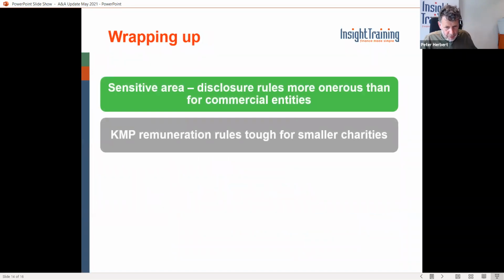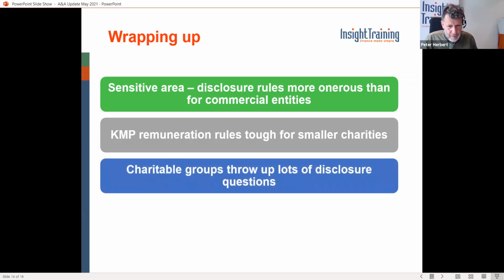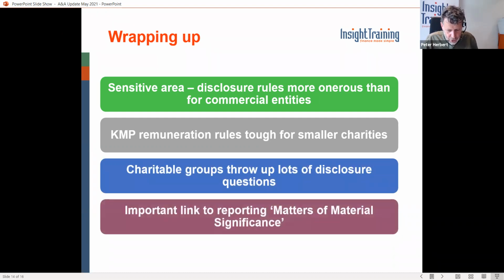The key management personnel remuneration rules are tough for smaller charities where there might only be one member of key management, as we've mentioned. Charitable groups do throw up loads of disclosure questions. We've seen one or two in the course of today's short session. And right at the end there, we did see the important link to reporting matters of material significance to relevant charity regulators.